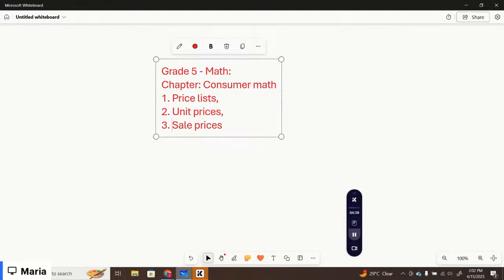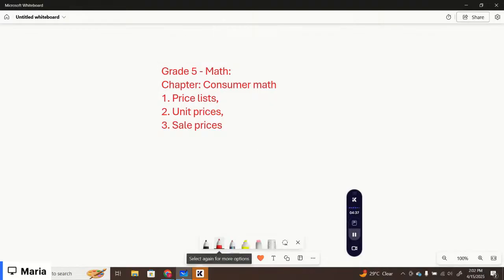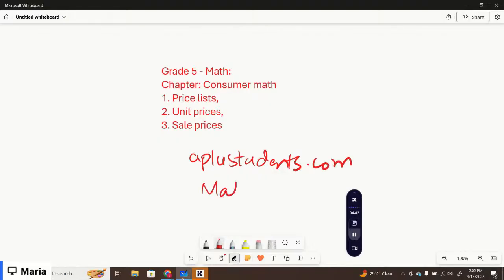You can find all the lessons on aplusstudents.com. You have to log in there using your email address and password as provided by the administrator. Then you have to select math from the subject tab. Scroll down to grade 5 math and then click on view all lessons. There you can find a list of the chapters. We're going to start with the chapter consumer math.